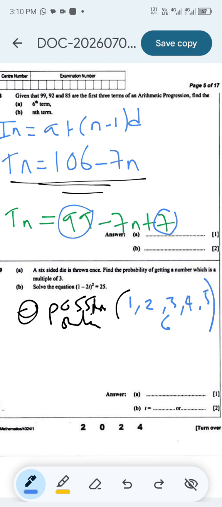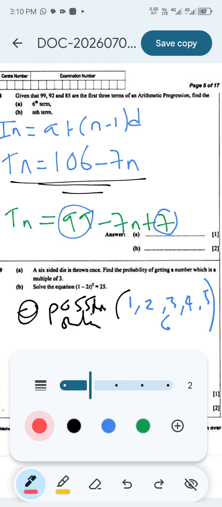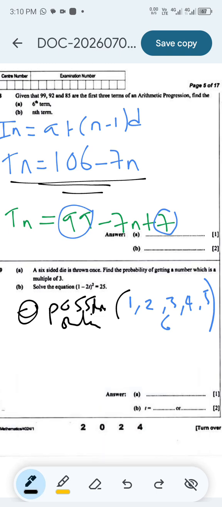Okay. So now the second question is requiring us to find what probability we are trying to get. Find the probability of getting a number which is a multiple of 3. So we need now to find the multiple of 3 from these possible outcomes.